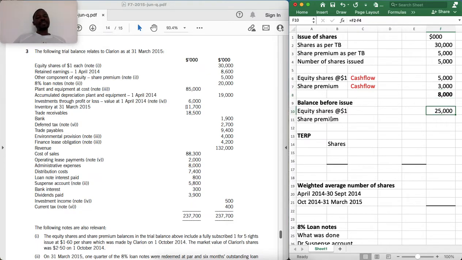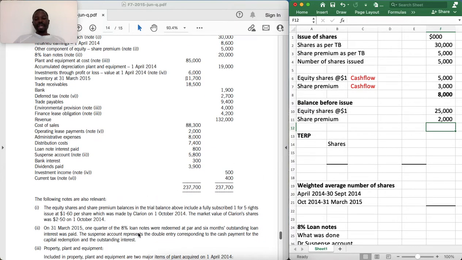Now, we have calculated before the issue, the equity was 25. What about the share premium? The share premium as per the trial balance is 5,000 less the share premium caused by the rights issue. So at the beginning of the year, the share premium was 2,000. We are doing this so that we'll be able to prepare the statement of changes in equity.